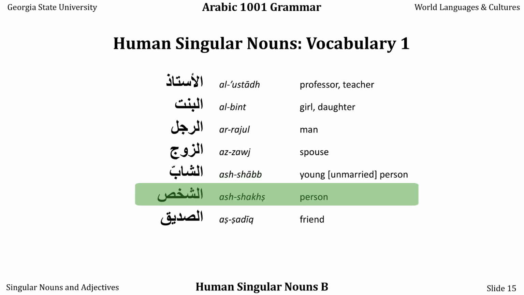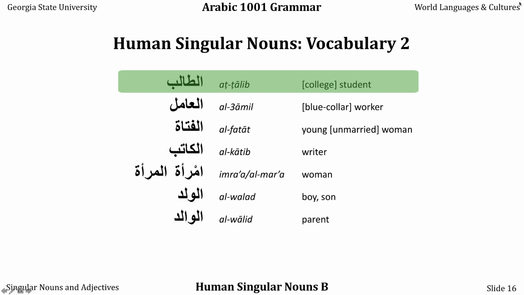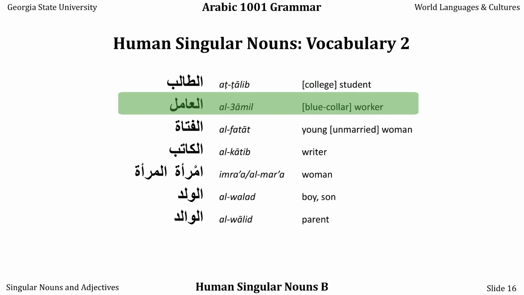Then we have a new word, ash-shakhs. A shakhs is a person. We use this especially when we're counting people or just talking about a single person in general. So that's a new word, ash-shakhs. And like shab, it swallows the L in alif lam. As-sadiq is a friend. At-talib is a college student, not al-talib, but at-talib.